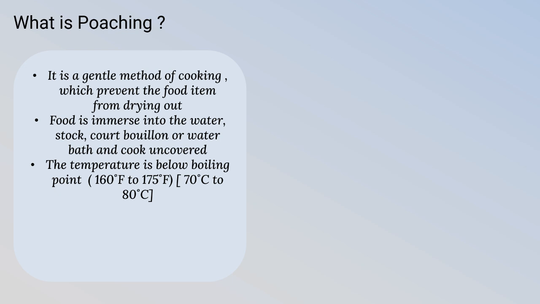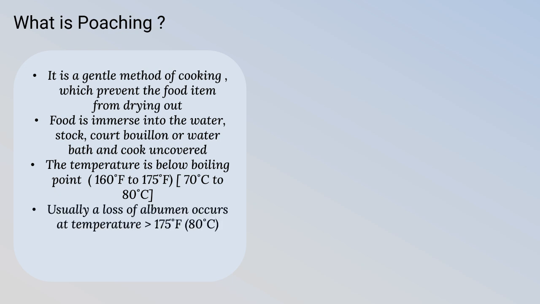What is the temperature? The temperature is below boiling point, 70 degrees Celsius to 80 degrees Celsius, the right temperature for the cooking liquid during poaching time. Usually a loss of albumin occurs at temperatures above 80 degrees Celsius. So by any chance there should not be a temperature above 80 degrees. Loss of albumin may occur if you poach in fast boiling water. Clear?